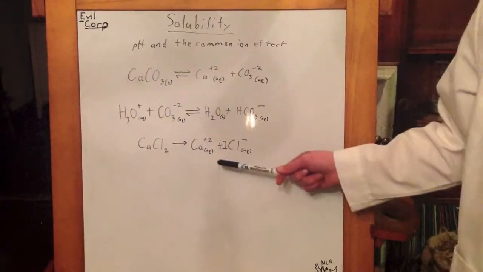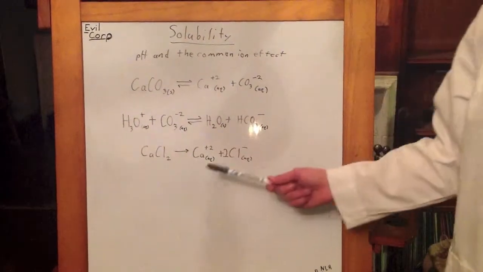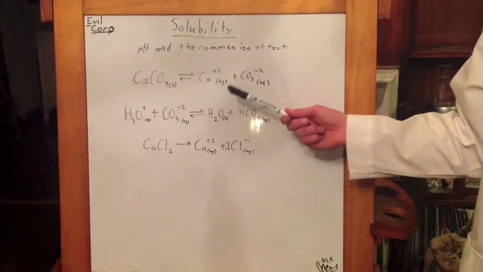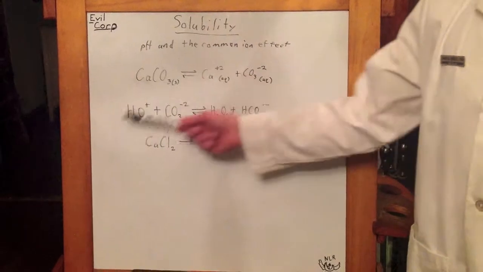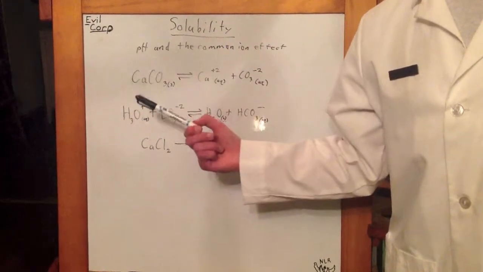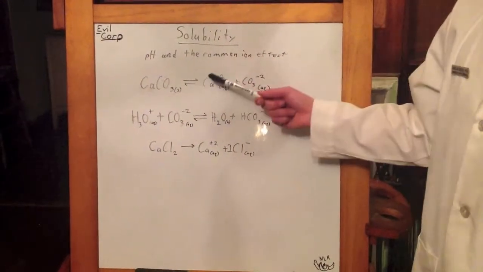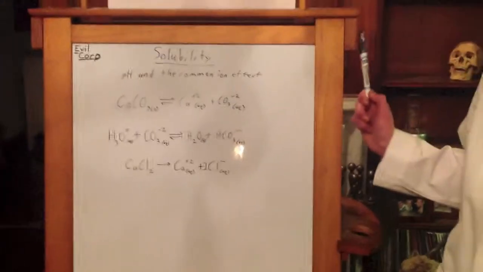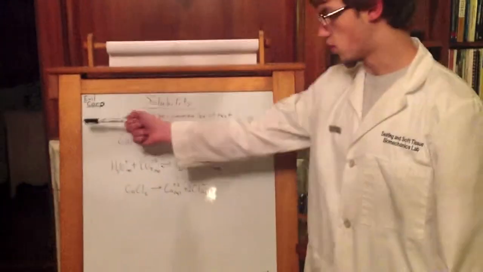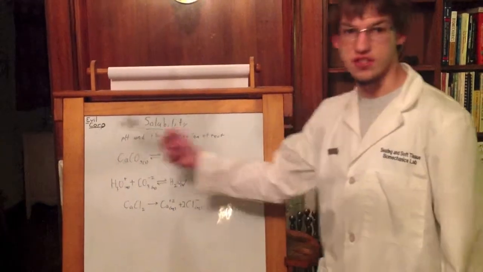Since the calcium ions are completely dissociating here, but only partially dissociating here, the calcium chloride will almost completely dissolve, while the calcium carbonate equilibrium will be shifted more towards the reactants, making it far less soluble.